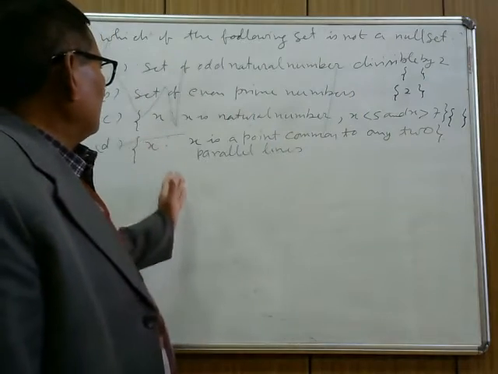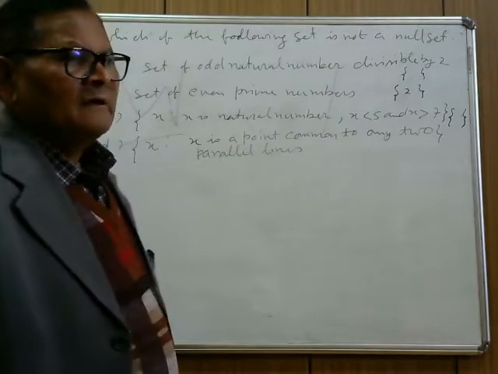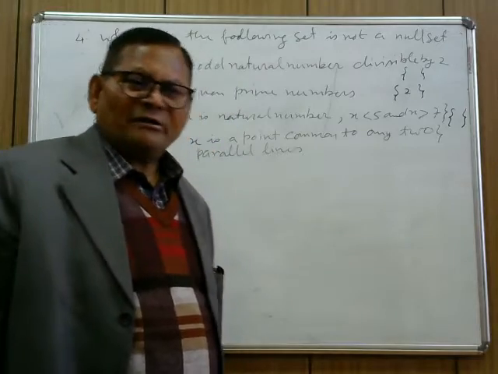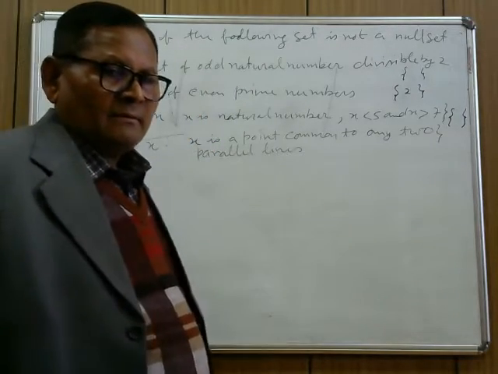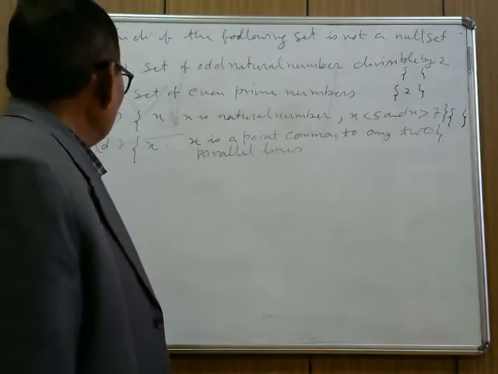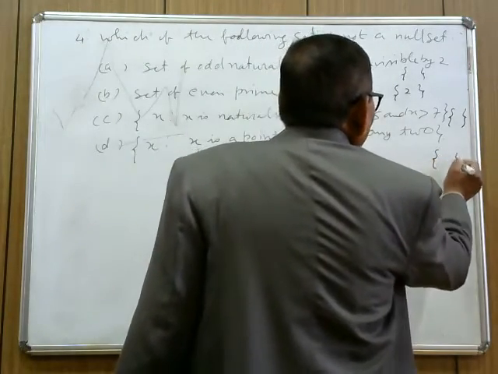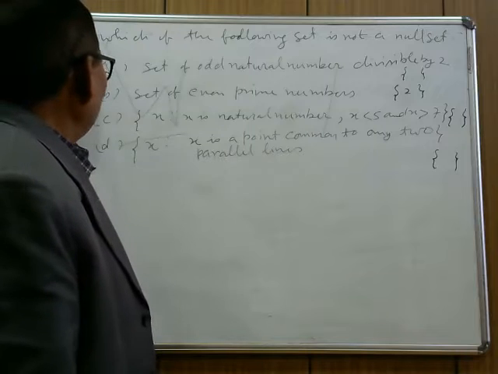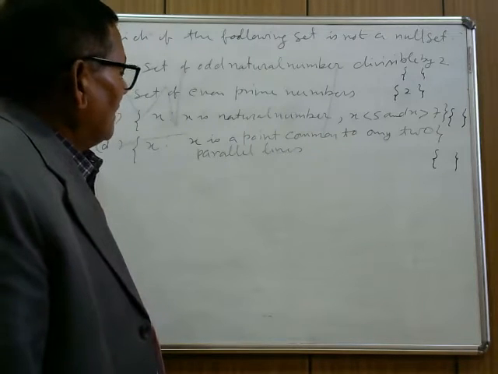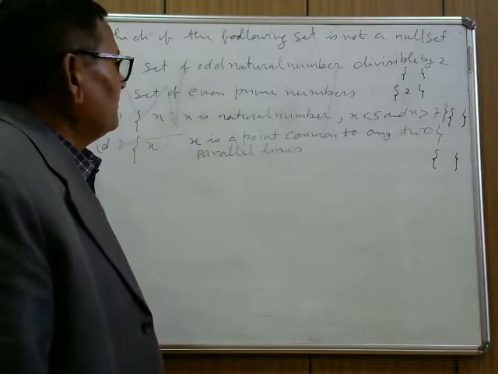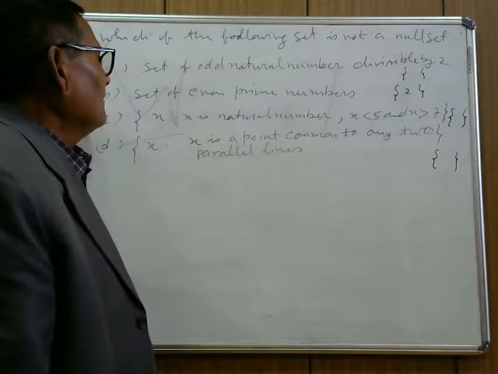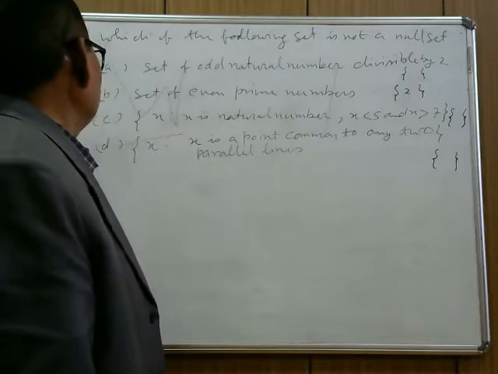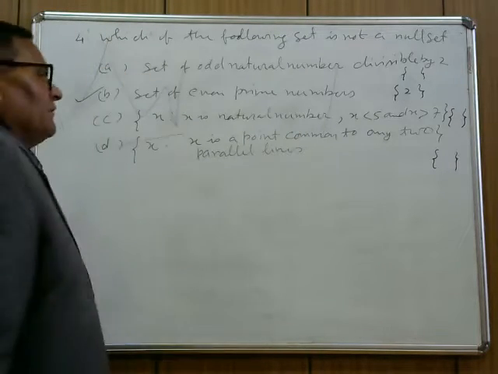Now last, x is a point common to any two parallel lines. If you take the example of railway lines, they never meet. There is no point common to two parallel lines. So that's why it also has no element. So in this way, your parts A, C, D are satisfying the condition of null set, empty set. Part B is a singleton set, that is not the null set. So therefore, the answer of this question is part B.